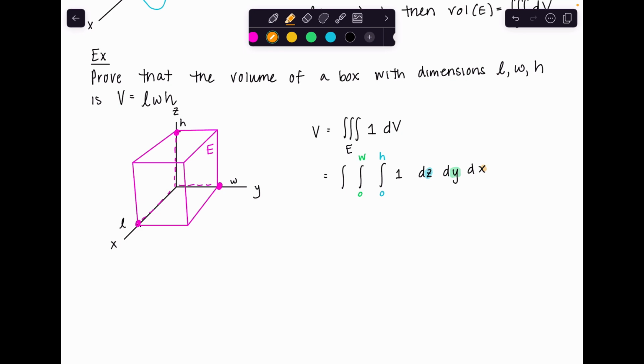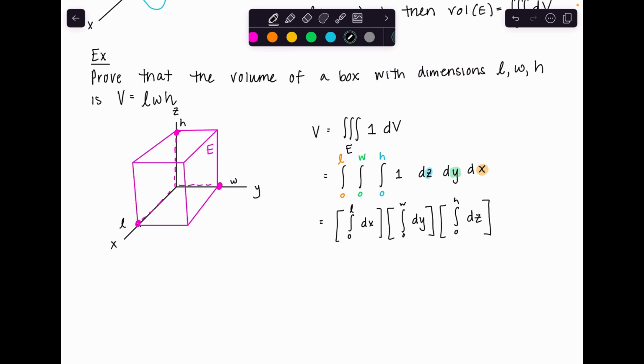And then last but not least, we have x. X is always going to start at 0 and it goes out to the length. And then really from here, this integral is separable because this inside function doesn't have any variables. So just like we could with double integrals, we can split this and just multiply the product. So we've got the integral from 0 to L of dx. We've got the integral from 0 to W of dy. And then 0 to h for dz.